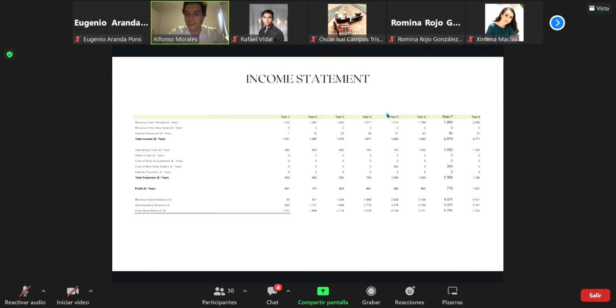Looking at our income statement, we can see our year 7 was really good in terms of income, because we bought a new ship during that year. We had a little bit more expenses because of that ship, but during year 8, we did very well during our harvest, and the profit was really good as well. We almost duplicated.